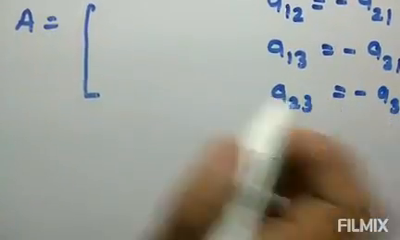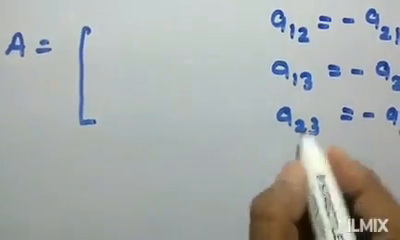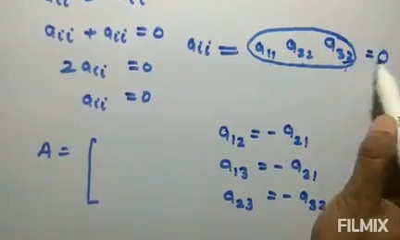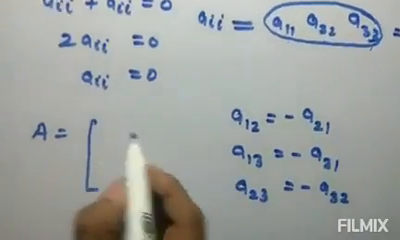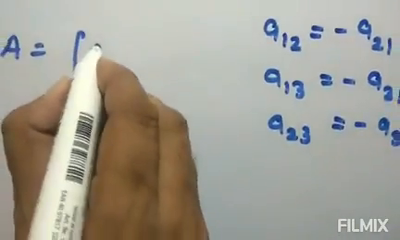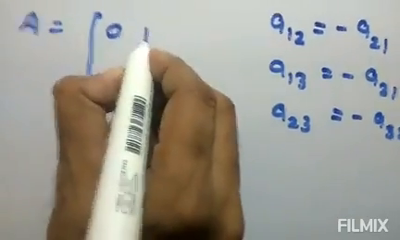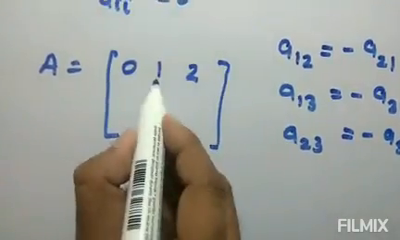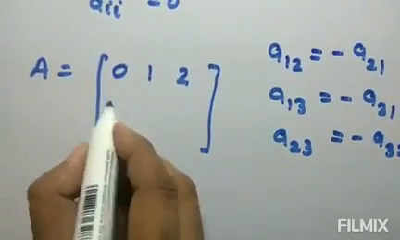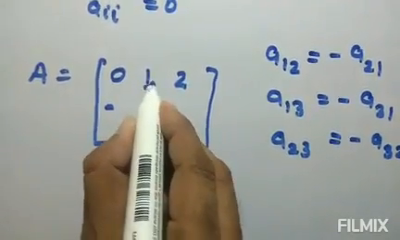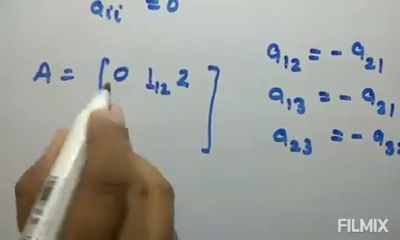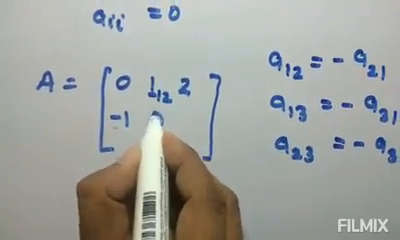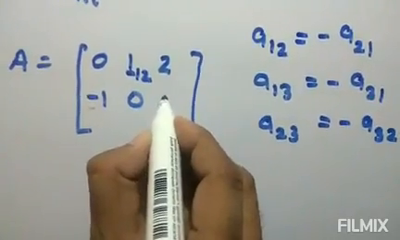Reverse is also true. Suppose here A11, A22 and A33, means main diagonal elements, are 0 in skew symmetric matrix. Means here first 0, suppose this one 1, this one 2. So in this case this one is A12 and this one is A21. It means this one is minus 1. Next diagonal element 0. Here suppose 5.